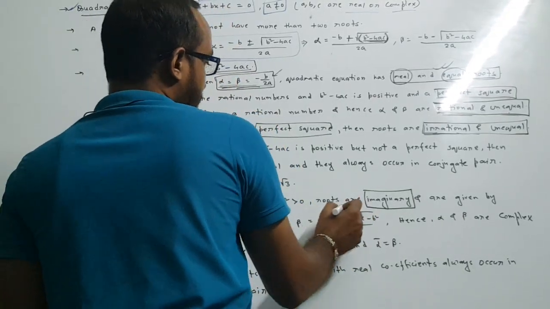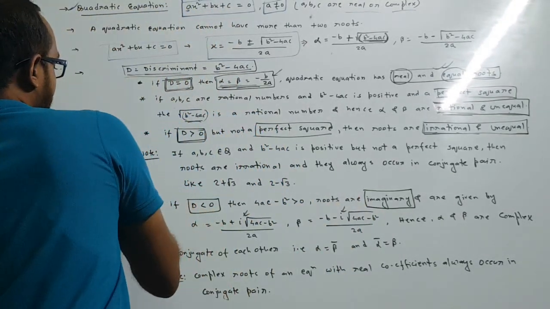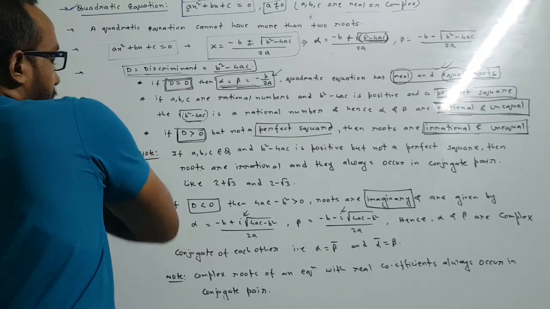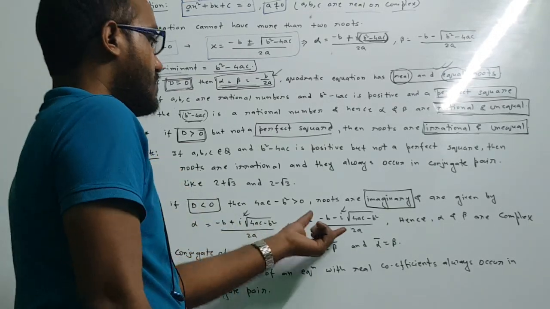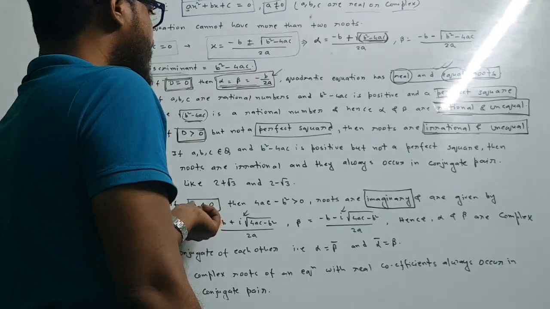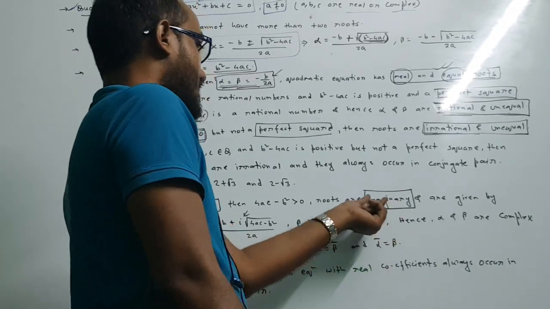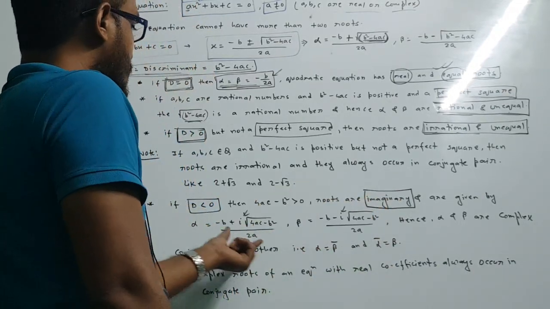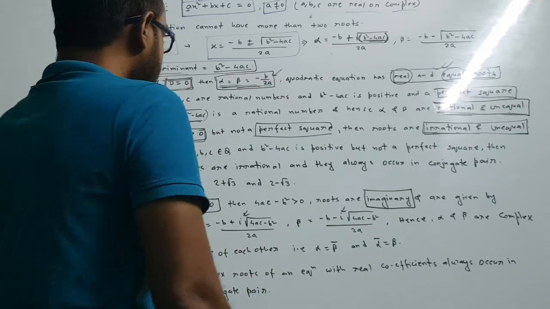This i represents complex numbers. The value of i is root under minus 1. Then if the discriminant is less than 0, we can say that our roots will be imaginary, and those two roots are given by alpha and beta.